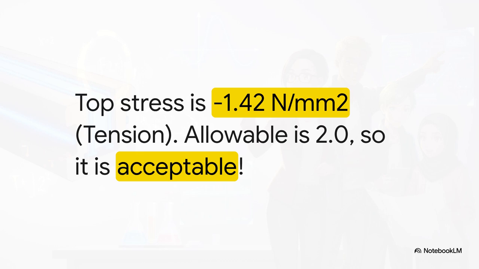This is when only the beam's own self-weight and that massive pre-stress force are acting on it. Our top stress calculates out to negative 1.42 newtons per square millimeter, which means it's in tension. However, the allowable tension at transfer for M50 concrete is about 2.0, so we're safely below that limit. This design is totally acceptable, and most importantly, it's not going to crack on day one.